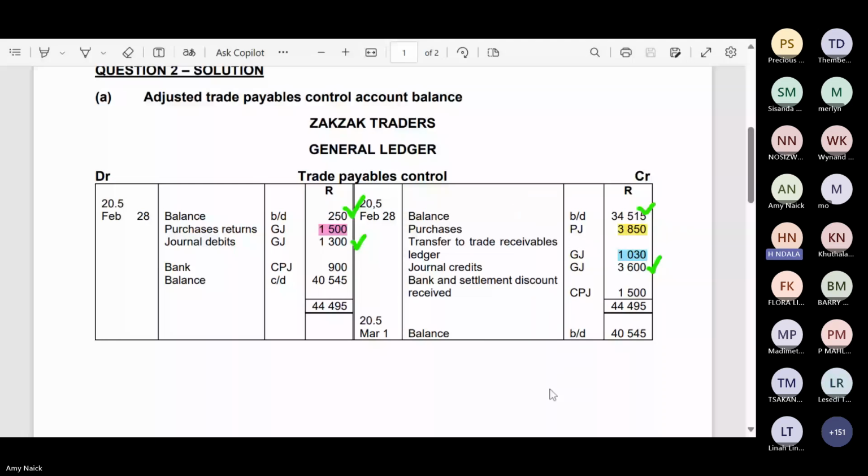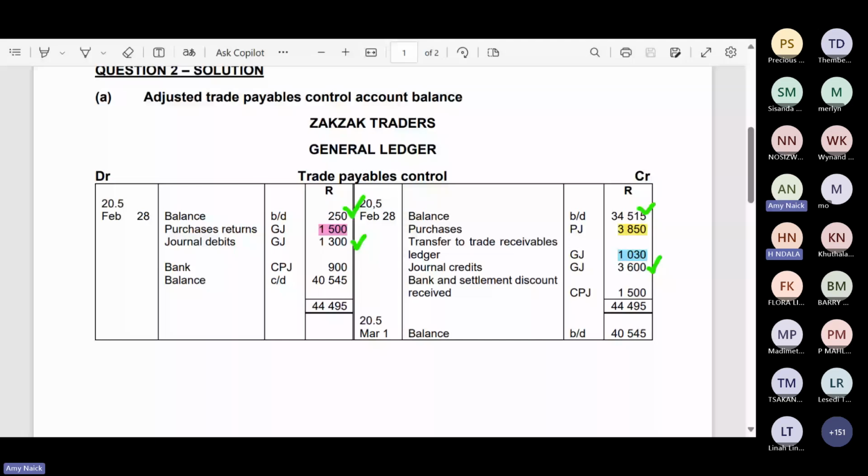Okay, yes. On the debit side, the third transaction, journal debit, says 1.3. Where does that come from? Isn't it supposed to be 1.5? No, what? Oh, so you're confusing the return with the 1.3. Yes. No. So it's two separate transactions.